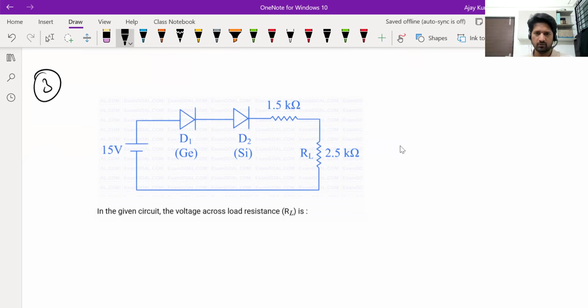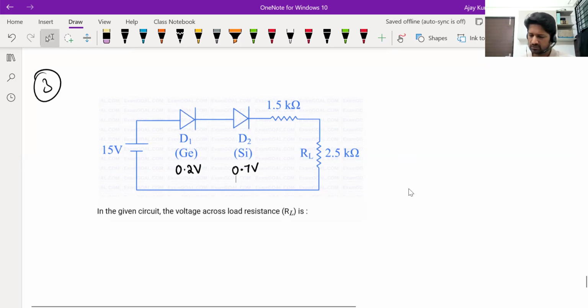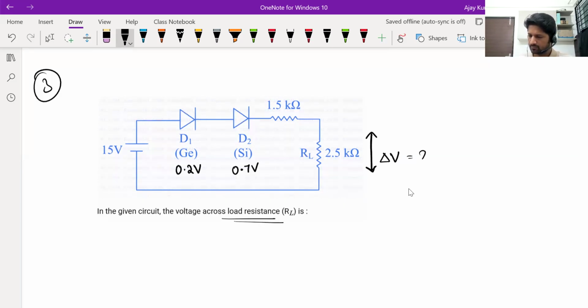Now, a germanium diode in forward bias has a voltage of 0.2 volts across it, and a silicon diode has a voltage of 0.7 volts across it. So, in case you are sure that they are forward biased, you have to assume these voltages across the diodes and find out the rest. They are asking you the voltage across the load resistance, so they want you to find the potential difference across this one. Okay, try this, both of you.